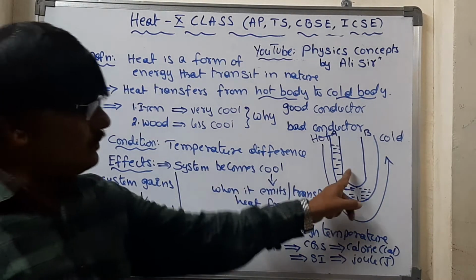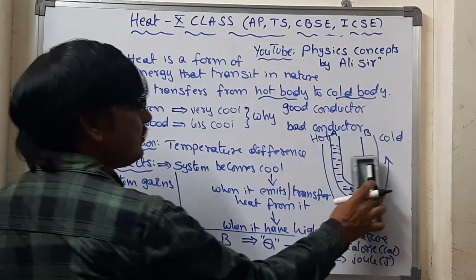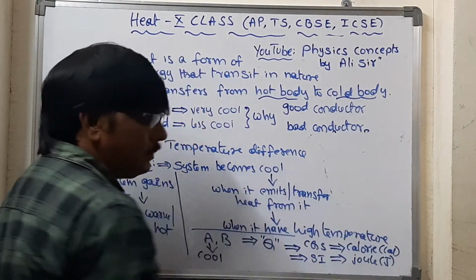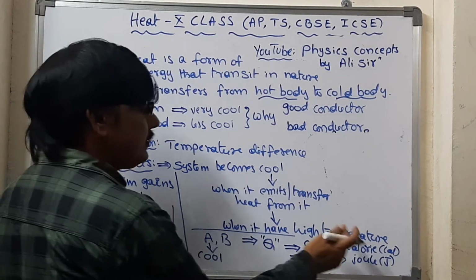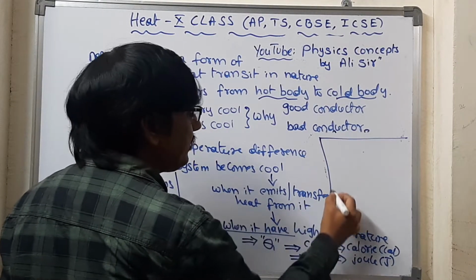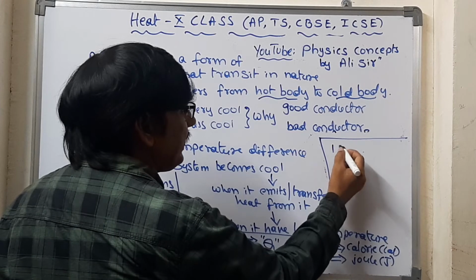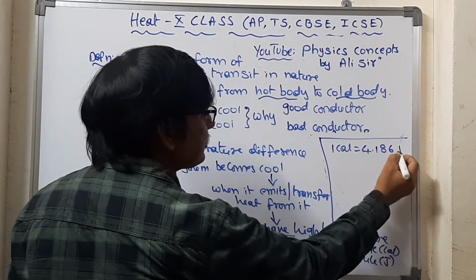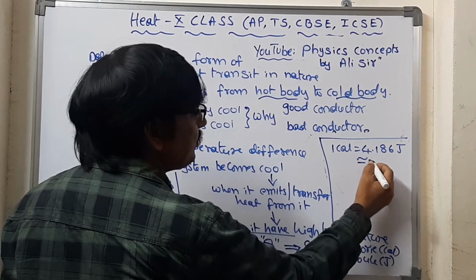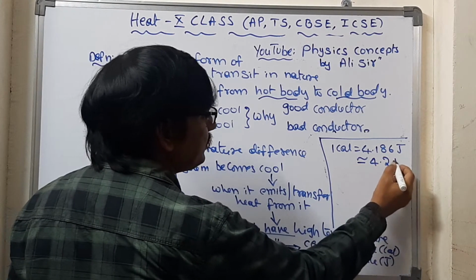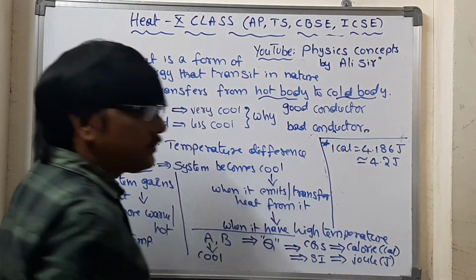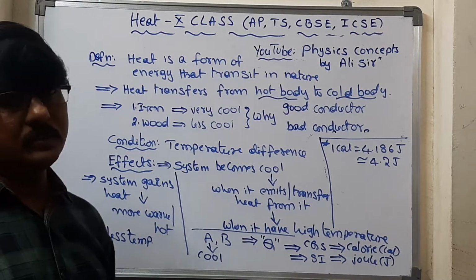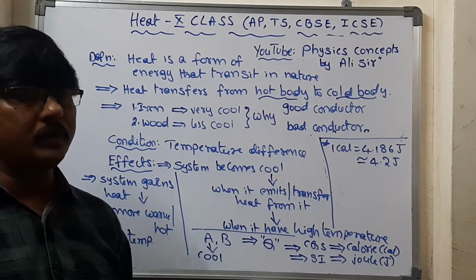Let us take the relation between these. 1 calorie is equal to 4.186 joules. Approximately, we can also take 4.2 joules. Very, very important: 1 calorie is equal to 4.186 joules, or we can take 4.2 joules.